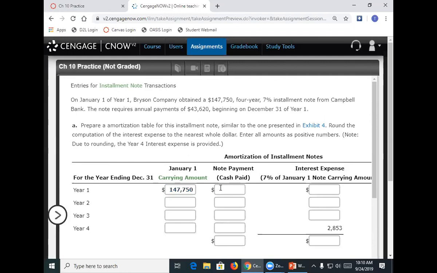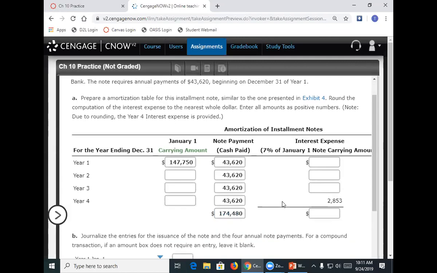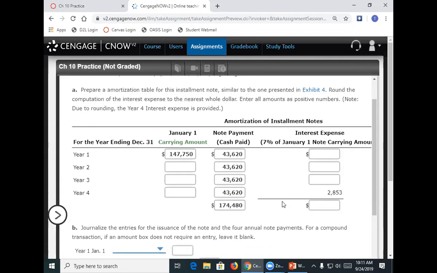Your cash paid, you can put that in for all 4 years. That's the payment amount, the $43,620. That's the payment we're making every year for 4 years. And if you even wanted to go ahead and add it all up, that's $174,480. So that's always nice. We know that whole column.